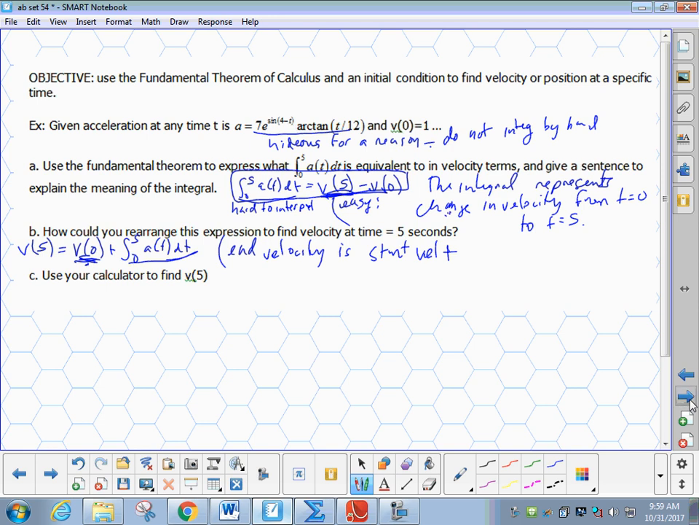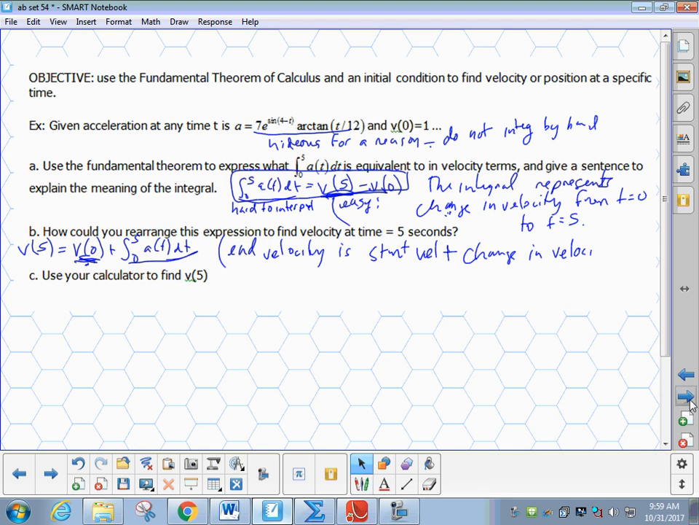Change in velocity. Any velocity is starting velocity plus change in velocity. It all makes sense. No, I don't want it to be just symbol pushing. I want you to actually understand what each of those quantities represents and means. All right, now, you are not going to integrate that by hand. You're going to use your calculator.